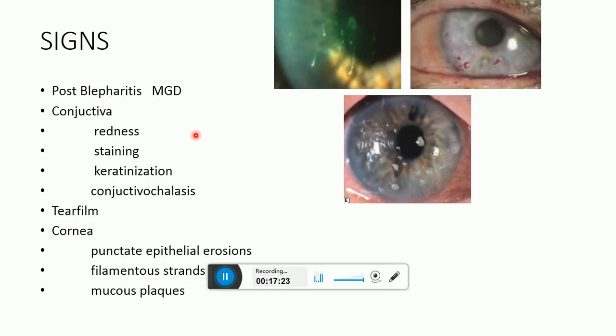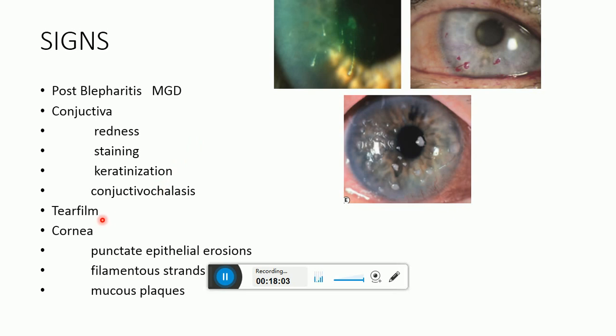Signs. There will be posterior seborrheic blepharitis with meibomian gland dysfunction. In the conjunctiva, there will be redness, staining, keratinization, and conjunctivochalasis. The staining will be with rose bengal and lissamine green. Conjunctivochalasis is a common response to the exacerbating factor of chronic irritation of dry eye, such that a self-sustaining cycle is maintained. It also commonly occurs in other ocular surface diseases.